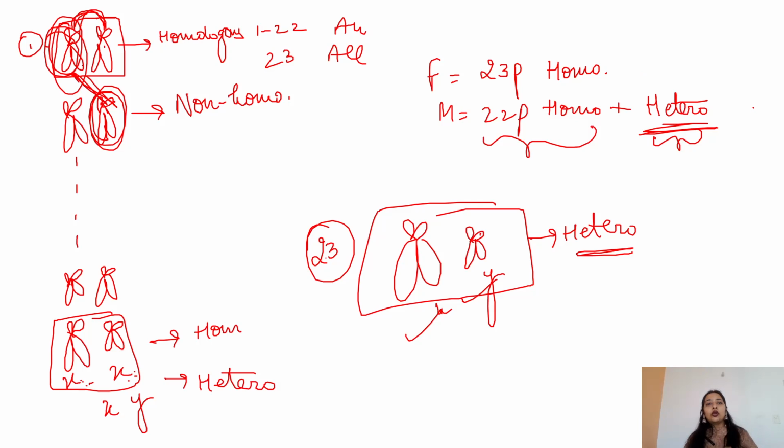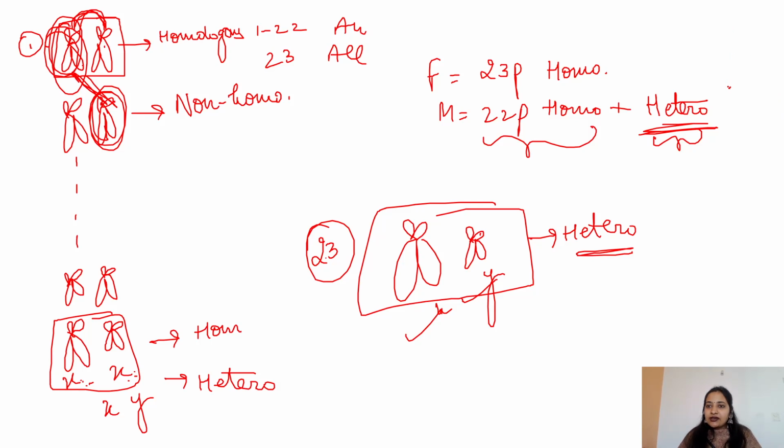What do we mean by ploid? Ploid is one complete set of chromosomes. As in the beginning I told you, why do we have chromosomes in pairs? Because one comes from mother, one comes from father. That's why they are in pairs.